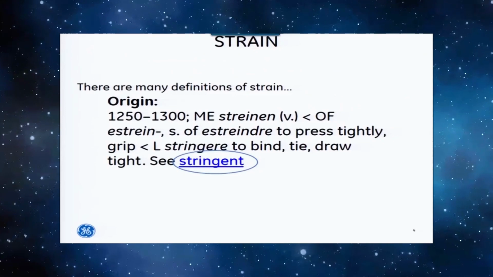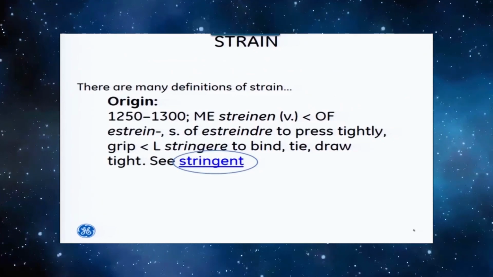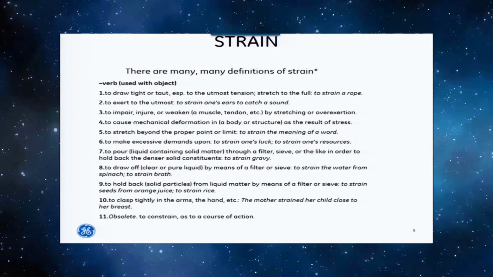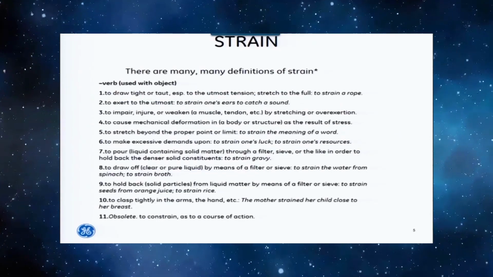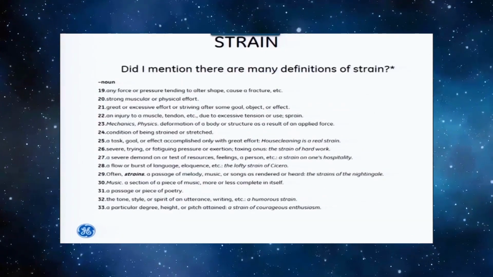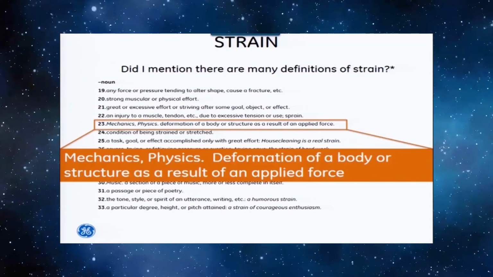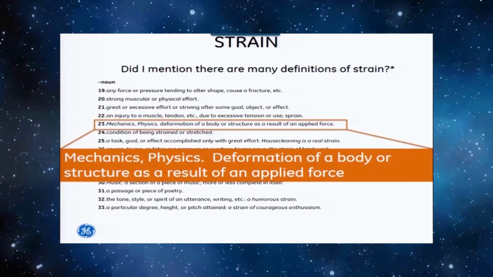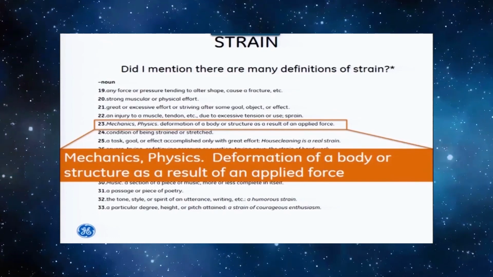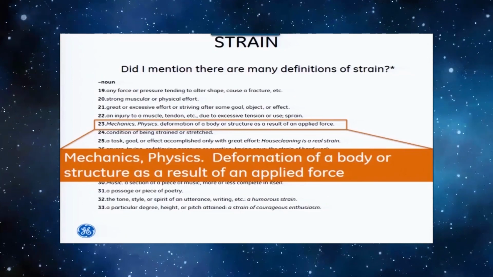So the first thing we need to do is actually define what strain is. And as it turns out, there are a lot of definitions of strain. If you go to Wikipedia and type in strain, you will see that you get a lot of definitions. Fortunately for us, there's only one definition that we need to worry about, and here it is. This definition is that strain is a deformation of a body or structure as a result of an applied force.